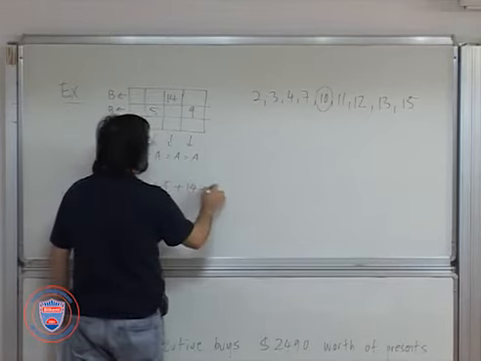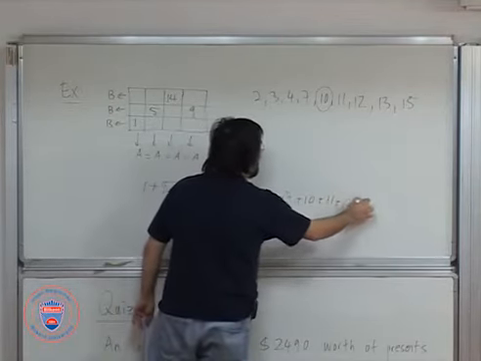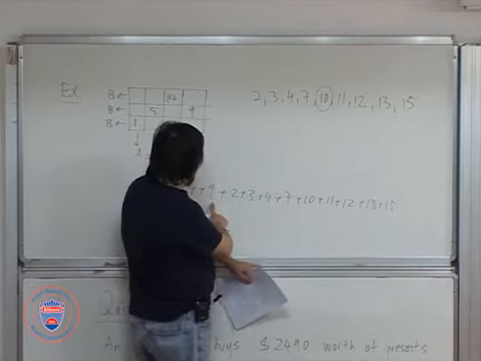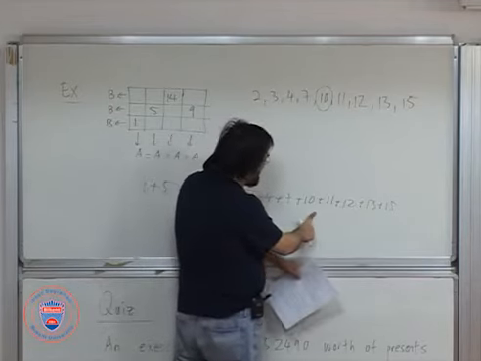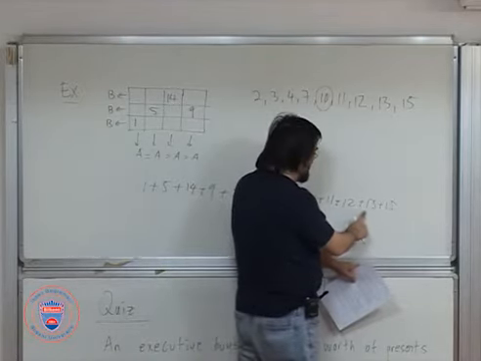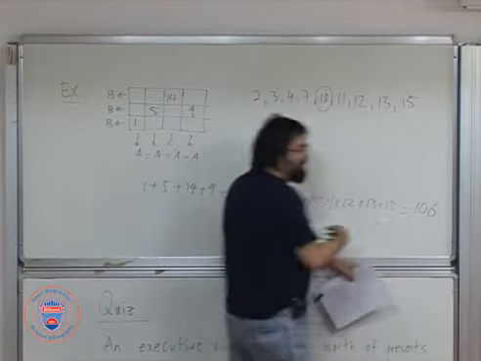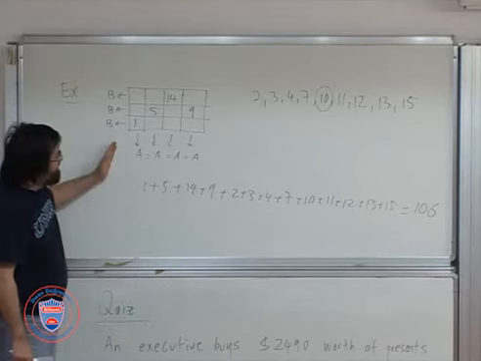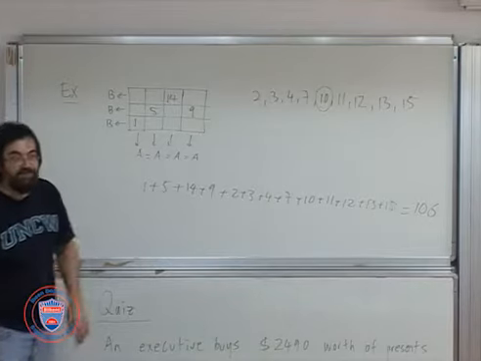1, 5, 14, 9, and then 2, 3, 4, 7, 10, 11, 12, 13, 15. So what's this sum? 6, 20, 29, 31, 34, 38, 45, 55, 66, 78, 91, 106. Okay, so it's 106. And we want to figure out what? So what do we get from this 106?